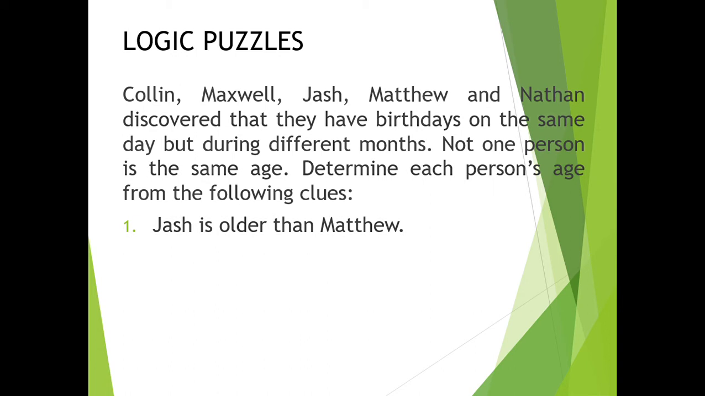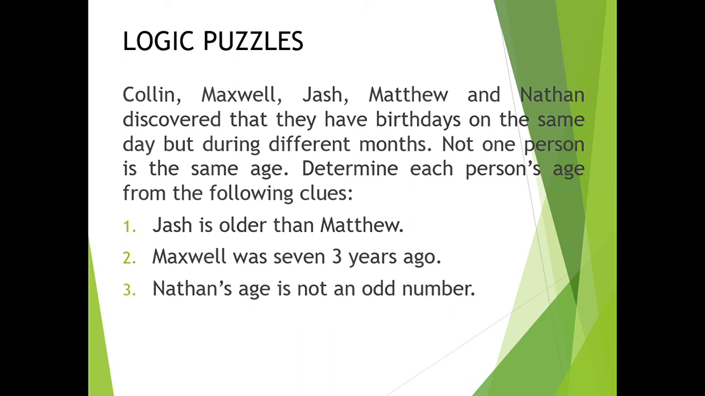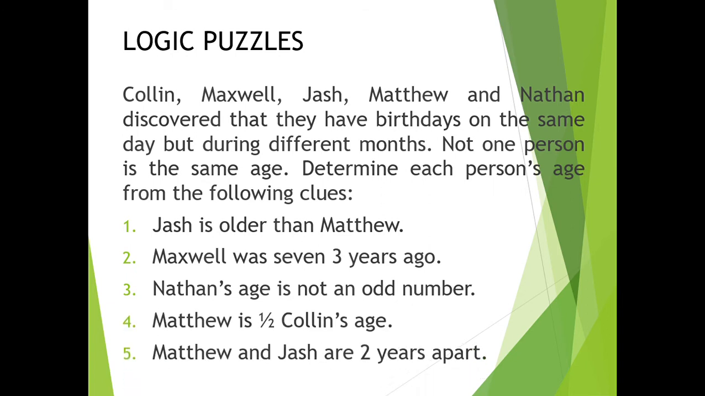So, again, we have clues here. Josh is older than Matthew. Maxwell was 7 three years ago. Nathan's age is not an odd number. Matthew is 1/2 Colin's age. And Matthew and Josh are 2 years apart.